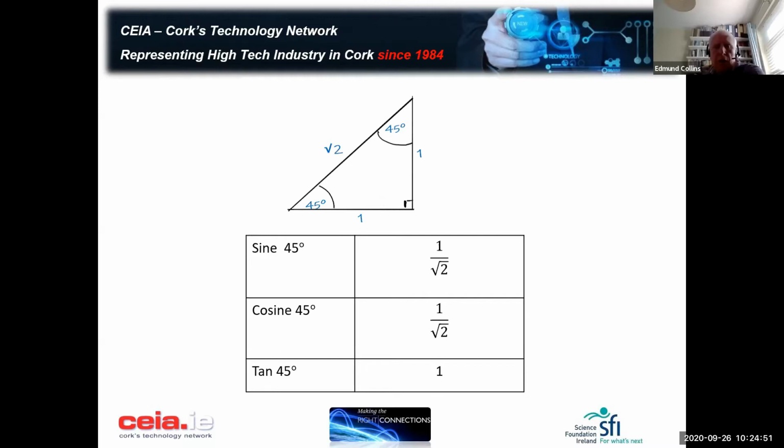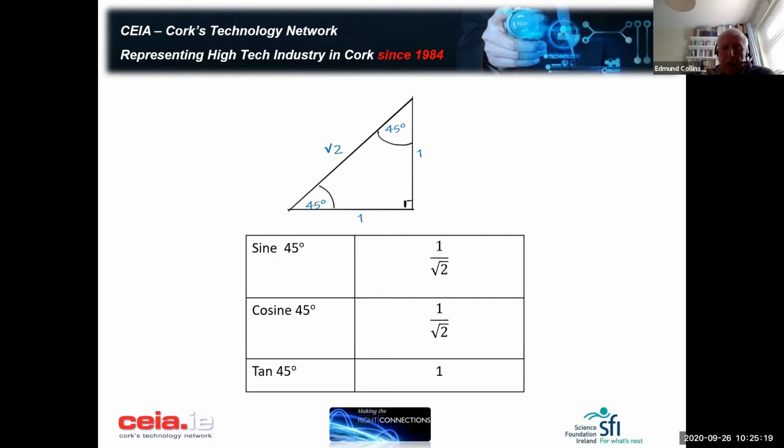So here's the result. The sine of 45 degrees is the opposite over the hypotenuse, so it's 1 over root 2. The cosine of 45 degrees is the adjacent over the hypotenuse, and that's also equal to 1 over root 2. So they're both the same. And the tan of 45 degrees is equal to 1.